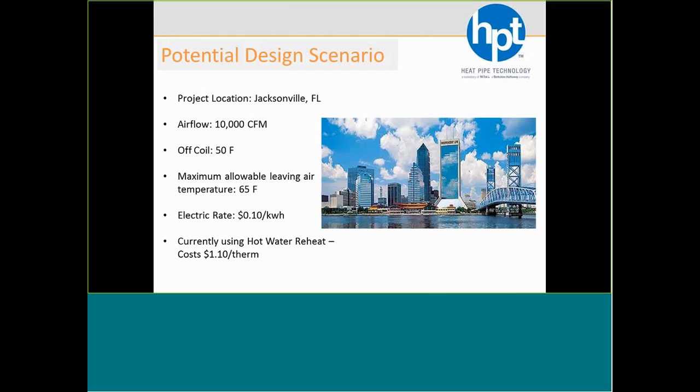So take a quick look here. Here's a scenario I ran in Jacksonville, 10,000 CFM unit. We're going to assume that there's 50-degree air coming off the cooling coil, and the maximum allowable leaving air temperature out of the air handler for this design is, let's just say, 65 degrees. So we don't want the air to get any hotter than that. And we'll look at payback and stuff, so we'll use some local utility rates in Jacksonville, but these can certainly be applied to anywhere.